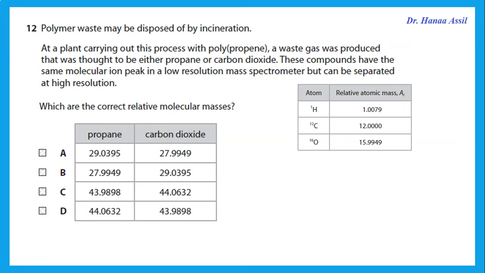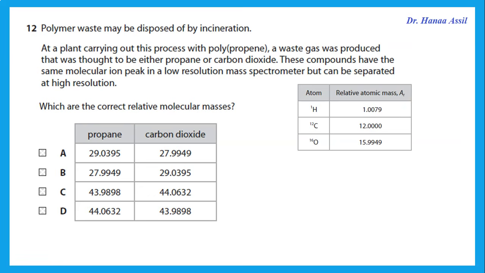Okay, question 12 says, polymer waste may be disposed of by incineration. Of course, the word incineration means by burning. At a plant carrying out this process with polypropene, a waste gas was produced that was thought to be either propane or carbon dioxide. These compounds have the same molecular ion peak in a low resolution mass spectrometer. If you calculate the MR of propane and carbon dioxide using the normal mass numbers in the periodic table, both of them will give 44.